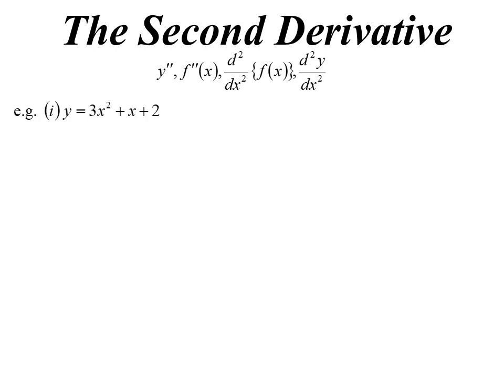Start with a very simple one, 3x squared plus x plus 2. We find our first derivative, 6x plus 1. Differentiate it again, we get our second derivative.